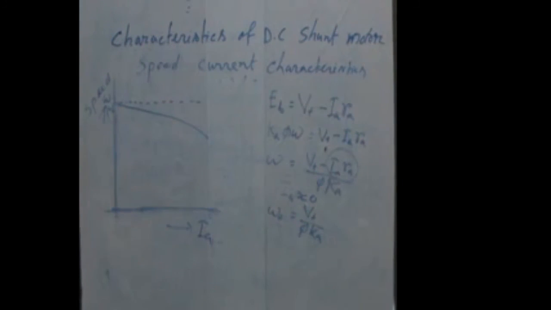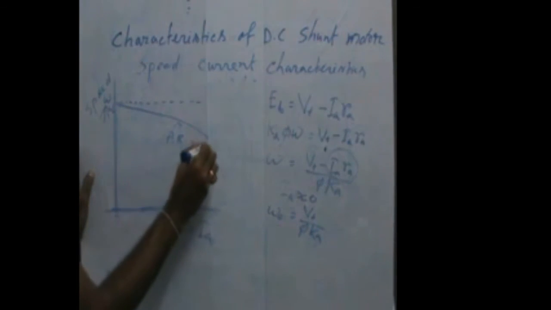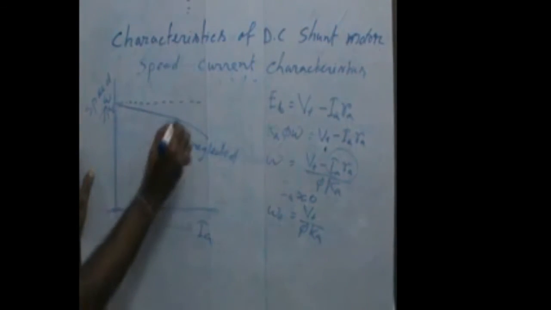That means our speed will drop slightly with the increase of Ia. The value of Ra is very small, that's why the drop is not very much, so the speed will drop slightly with increase of armature current, that is current in the machine. Now this is the curve with armature reaction neglected.